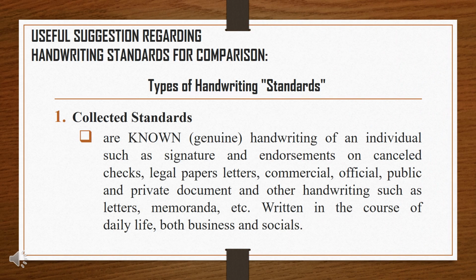Useful suggestions regarding handwriting standards for comparison. Types of handwriting standards. Collected standards are known, genuine handwriting of an individual, such as signatures and endorsements on cancelled checks, legal papers, letters, commercial, official, public and private documents, and other handwriting such as letters, memoranda, etc., written in the course of daily life, both business and social.